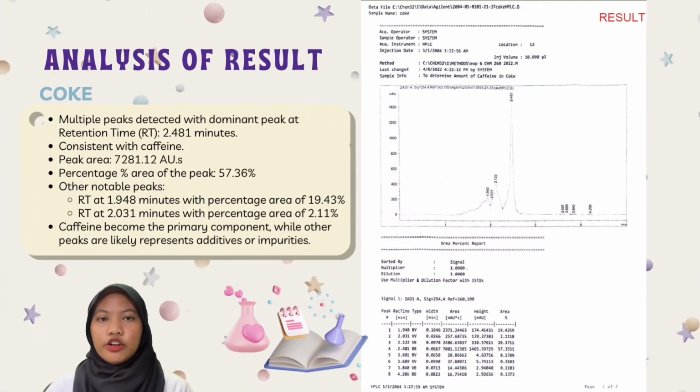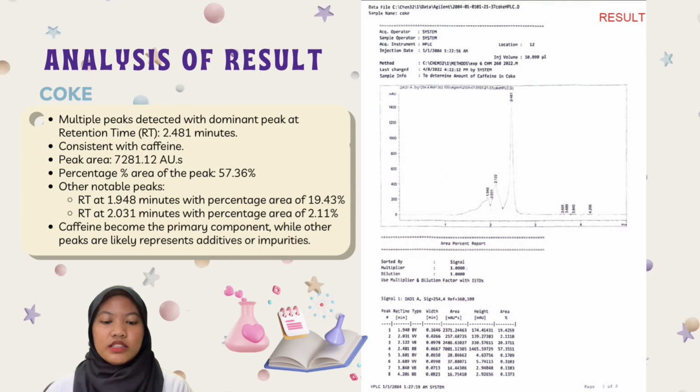Next, let's look at the chromatogram for Coke. Unlike the standard, this sample shows multiple peaks indicating a mixture of compounds. The most prominent peak is at a retention time of 2.481 minutes with an area of 7,281.12 AU seconds, making up 57.36% of the total chromatogram. This peak is consistent with the caffeine standard, confirming the presence of caffeine in Coke as the primary component.